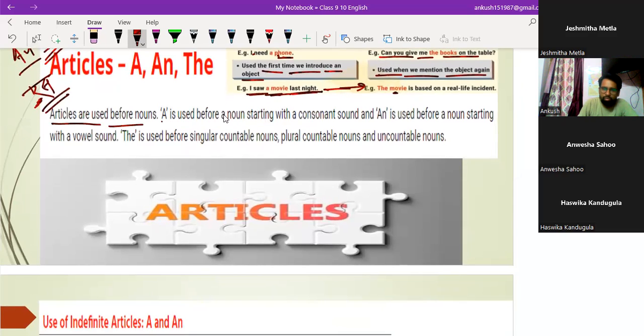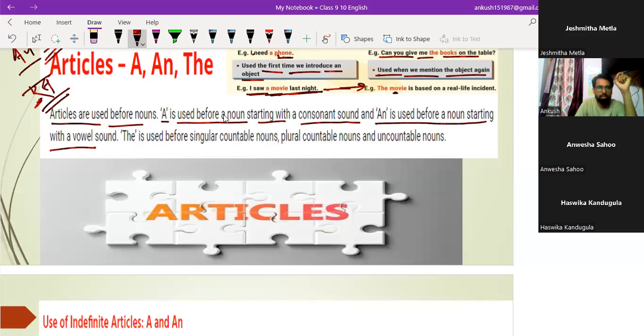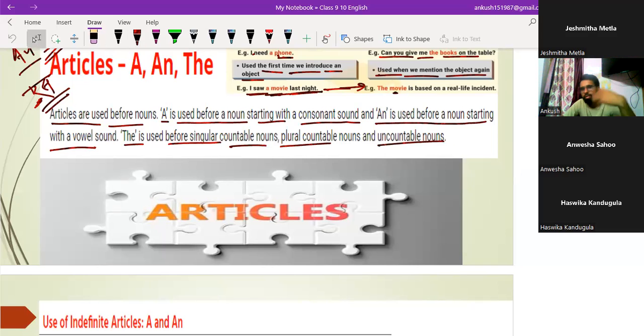Articles are used before nouns. "A" is used before a noun starting with a consonant sound, and "an" is used before a noun starting with a vowel sound. "The" is used before singular countable nouns, plural countable nouns, and uncountable nouns as well. Understood? So "the" may be considered the universal article, as it is used with singular countable, plural countable, as well as uncountable nouns. So yes, it can be used with any noun. Got it?